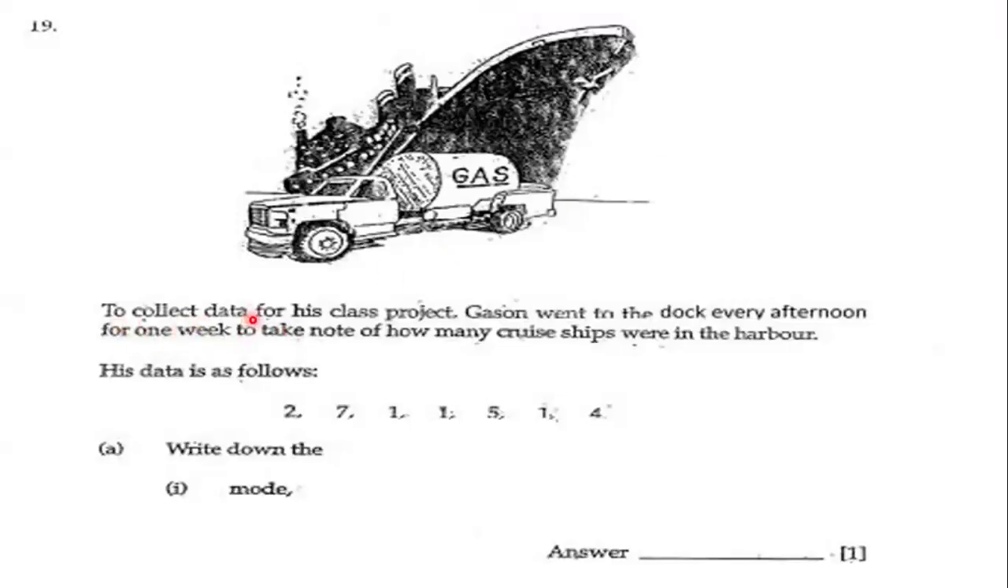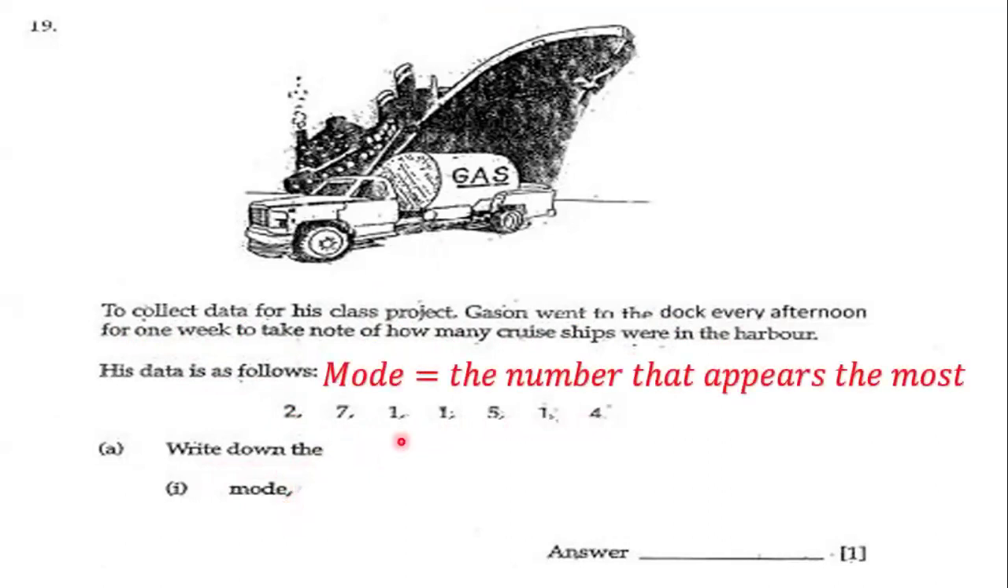To collect data for his class project, Jason went to the dock every afternoon for 1 week to take note of how many cruise ships were in the harbor. His data is as follows: 2, 7, 1, 1, 5, 1, and 4. Write down the mode. Now the mode is the number that appears the most.